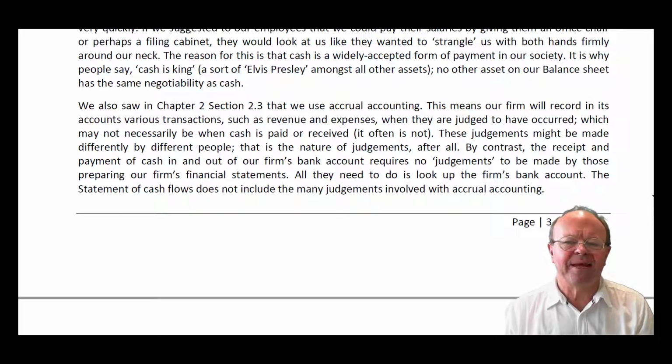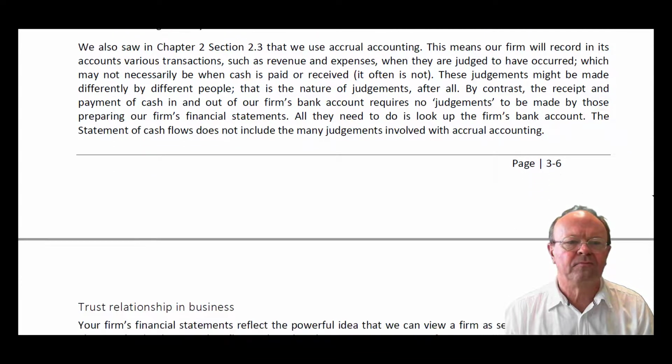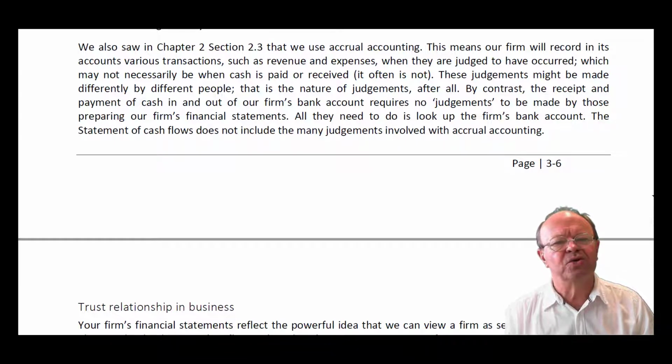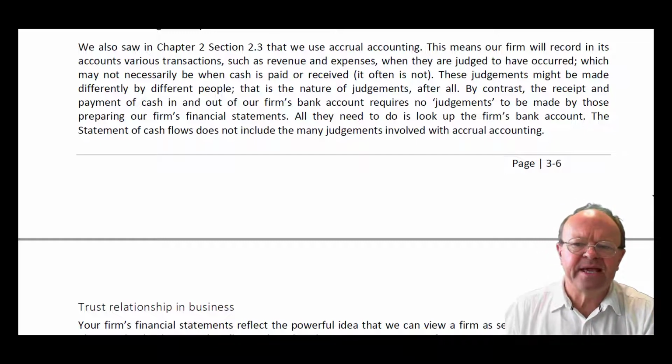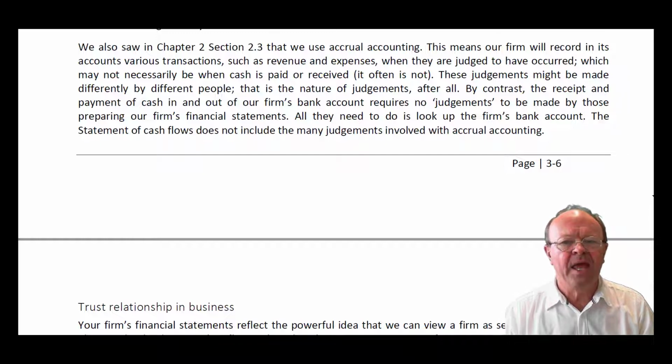No other asset on our balance sheet has the same negotiability as cash. We also saw in Chapter 2, Section 2.3, that we use accrual accounting. This means our firm will record in its accounts various transactions, such as revenue and expenses, when they are judged to have occurred, which may not necessarily be when cash is paid or received. It often is not. These judgments might be made differently by different people. That is the nature of judgments, after all.